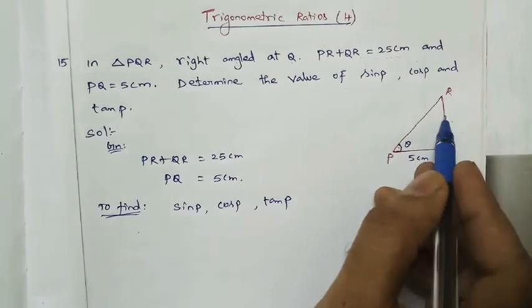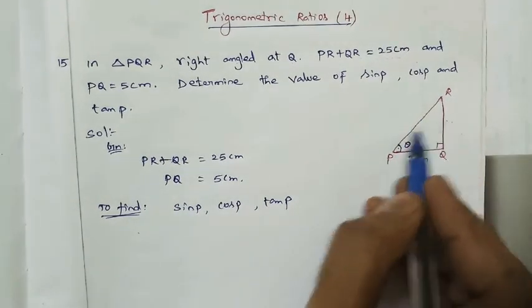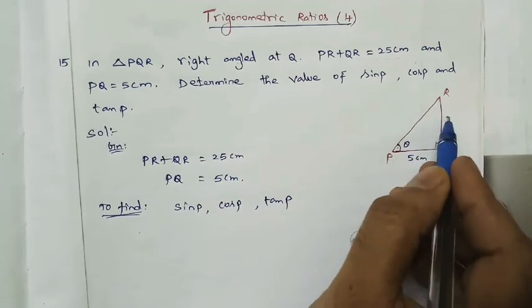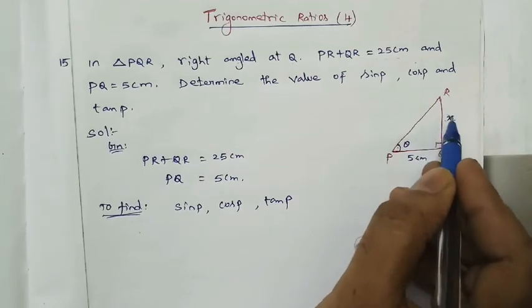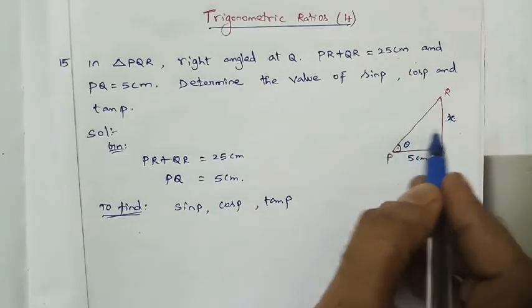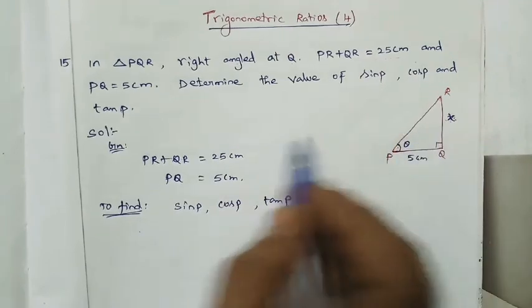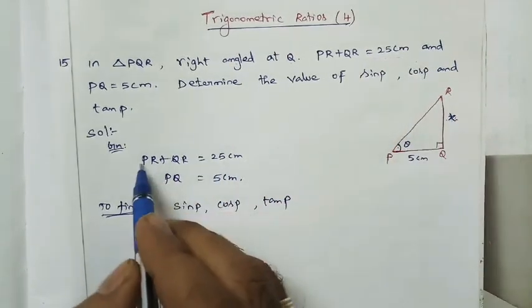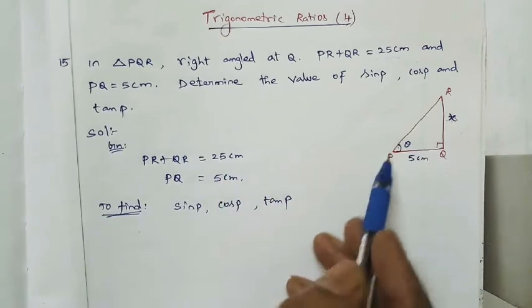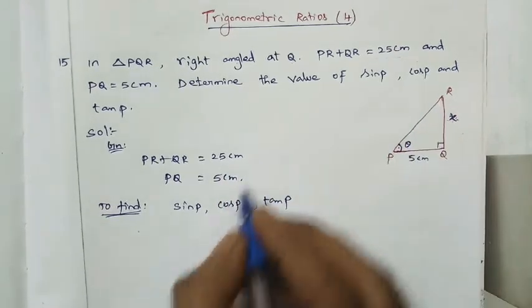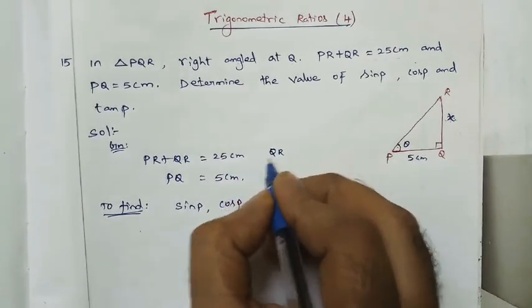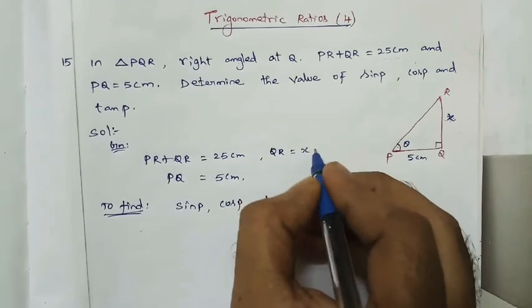I'm just assuming that the opposite side is equal to x. The sum of the two sides, that is PR plus QR, is equal to 25. Here I have assumed QR is nothing but x centimeter.